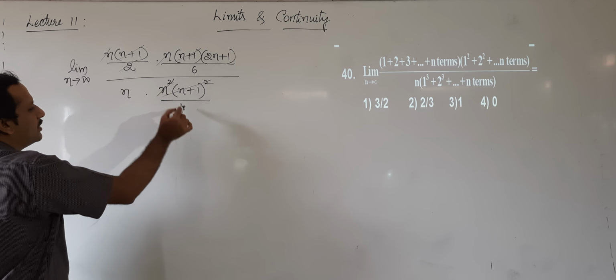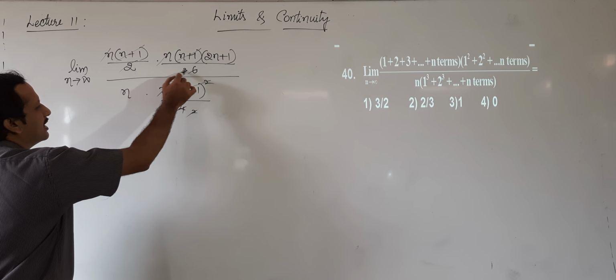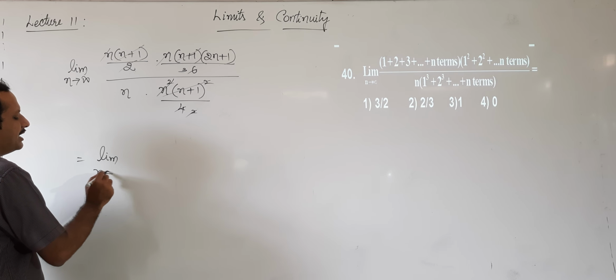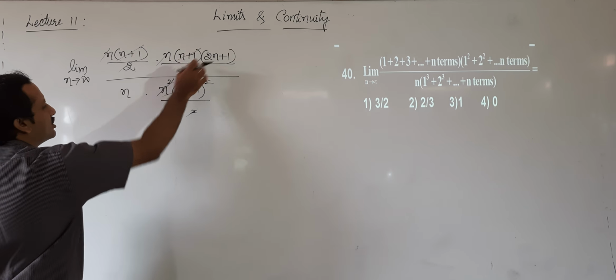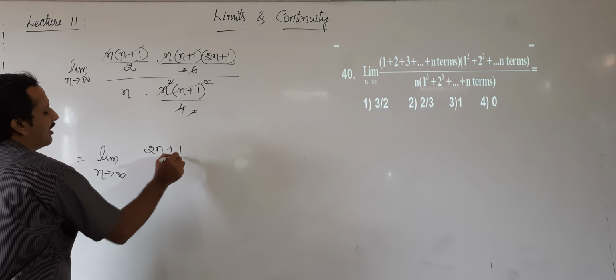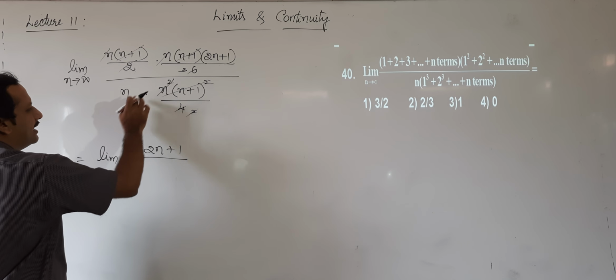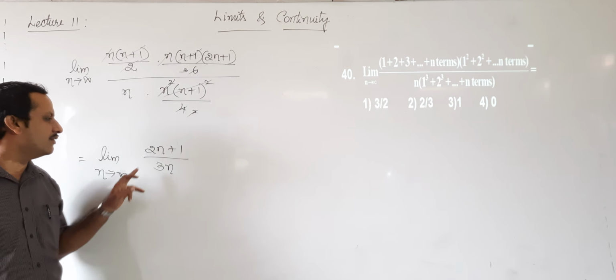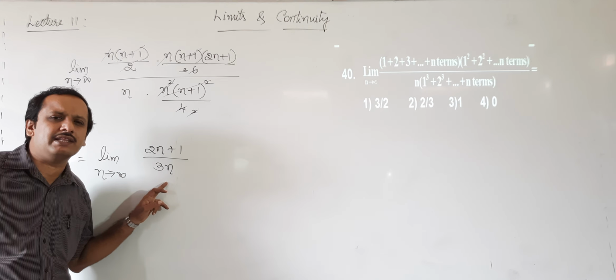Then 2 1s are 2, 2 3s are 6. What is remaining now? That's equal to limit n tends to infinity, in the numerator there is 2n plus 1 divided by, in the denominator there is 3 here and n here, together it will become 3n. So now we have limit n tends to infinity 2n plus 1 divided by 3n.